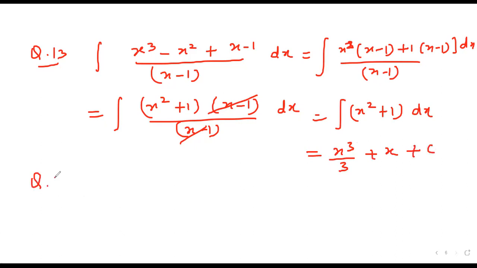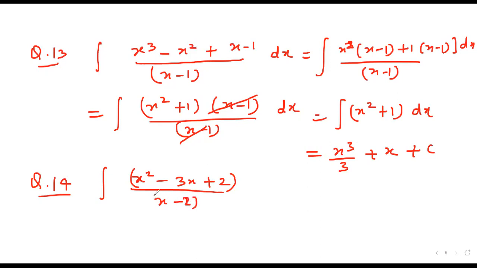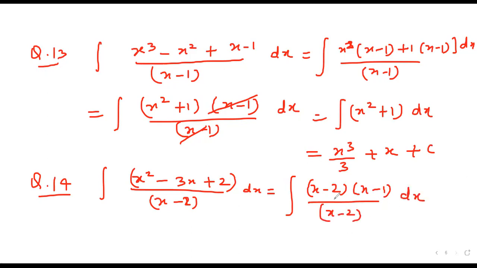Now consider question number 14. Suppose we are given integration of (x square minus 3x plus 2) divided by (x minus 2) dx. Again, we have to factorize the numerator, and that will be (x minus 2)(x minus 1) divided by (x minus 2) dx. So x minus 2 will cancel out, and we will get integration x minus 1 dx, and that will give x square upon 2 minus x plus c.